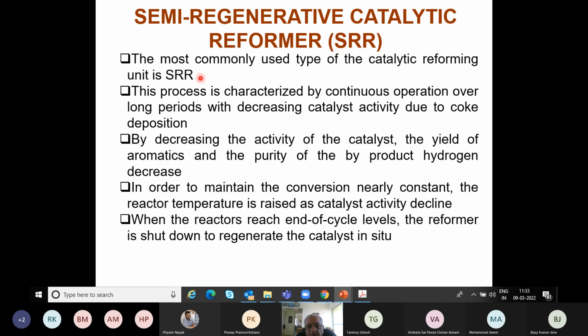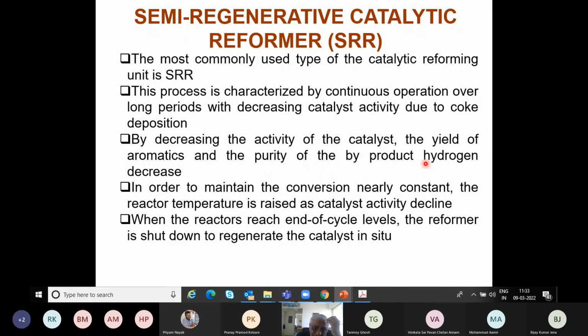So semi-regenerative reforming is a process characterized by continuous operation over a long period with essentially decreasing catalyst activity. So the unit is in a dynamic mode, in the sense that right from start of run to end of run, and I have defined what is start of run and end of run, right from start of run to end of run, the catalyst goes through a gradual degradation, and we essentially try to operate the unit at a higher pressure and a higher hydrogen to hydrocarbon ratio.